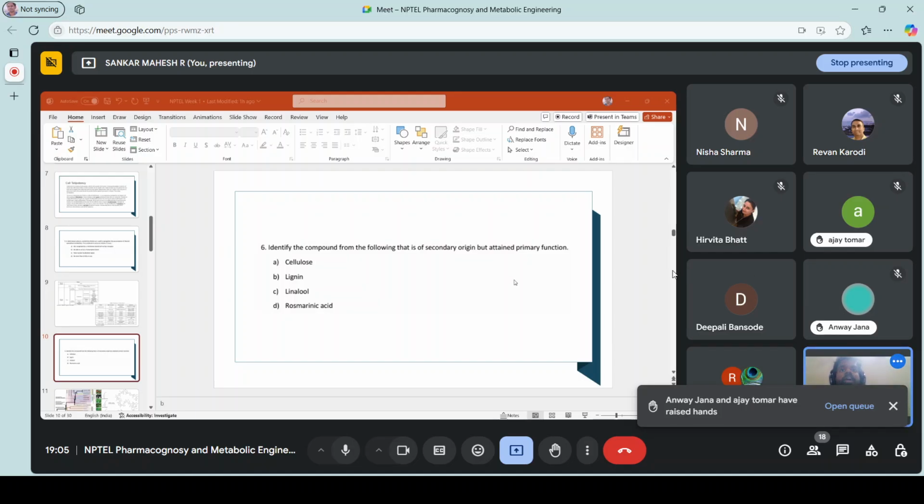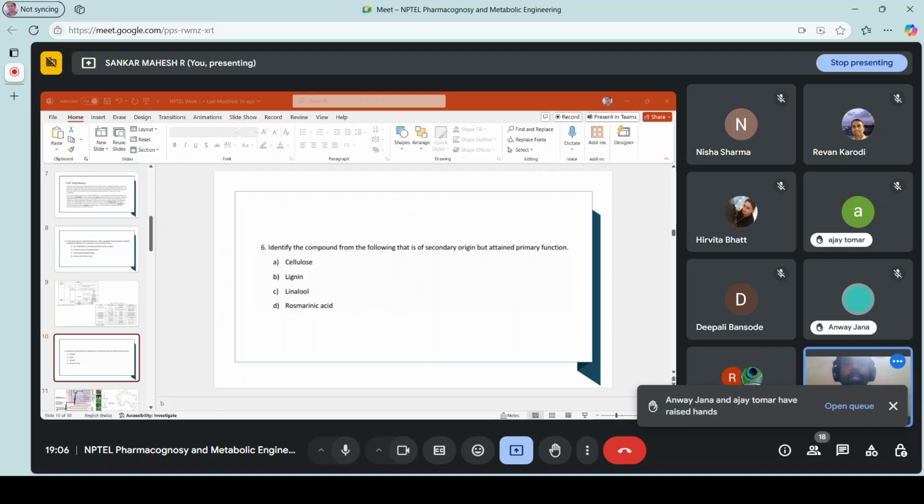In order to understand this particular question and answer it, you need to know the structure of these compounds. First, we can eliminate linalool and rosmarinic acid because these are not of primary function. But when you go to cellulose and lignin, there could be a doubt that these are present in the cell wall, but were they a part of secondary origin? Firstly, like Deepali mentioned, cellulose is a carbohydrate. It's a polymer of the carbohydrate, and carbohydrates were always of primary origin. There was no secondary origin. So with that, we can eliminate cellulose.